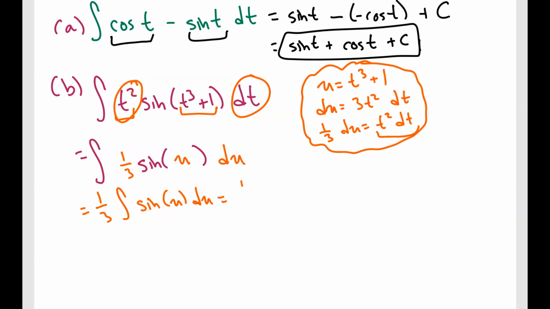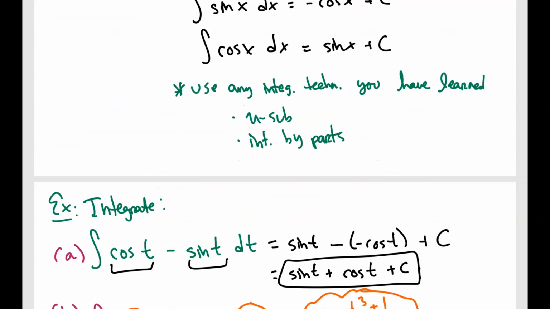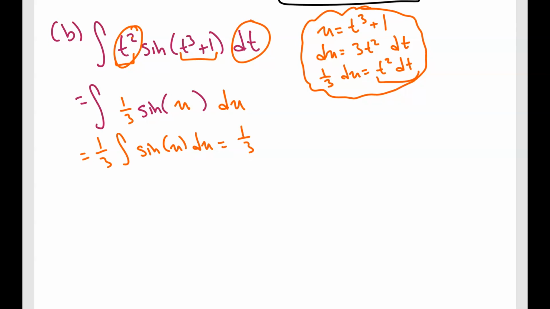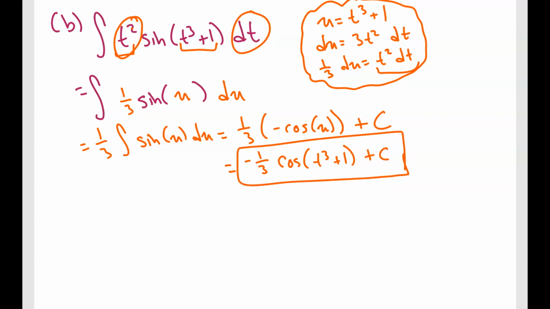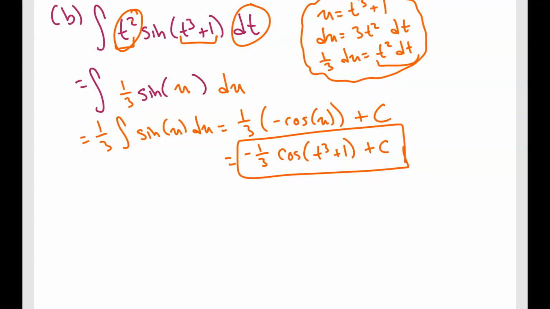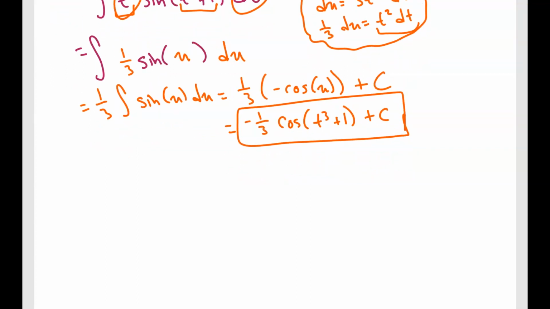The integral of sine of u, we already know what that is. That's just going to give us negative cosine of u, plus c. Now we know what u is: u equals t cubed plus 1. So we're going to have this negative outside, negative 1/3 cosine of t cubed plus 1 plus c. Notice that we didn't have to use integration by parts in this problem. Now let's do another one.